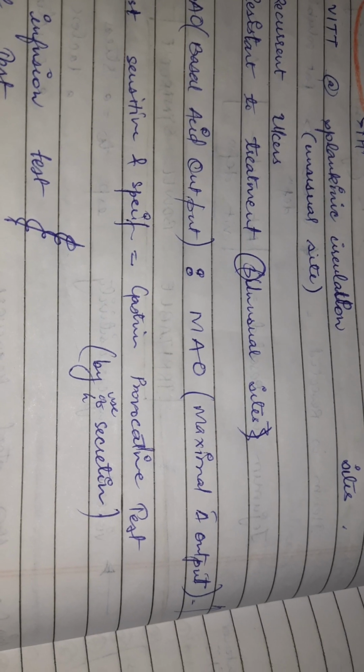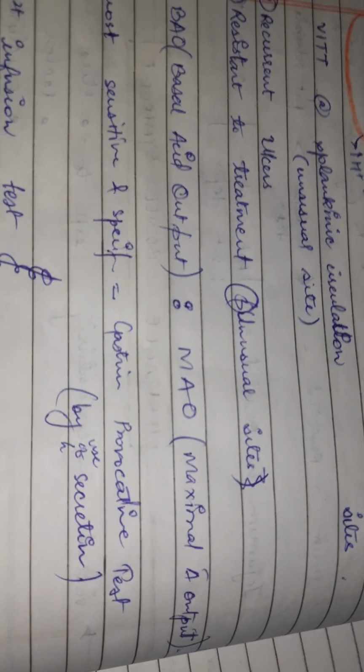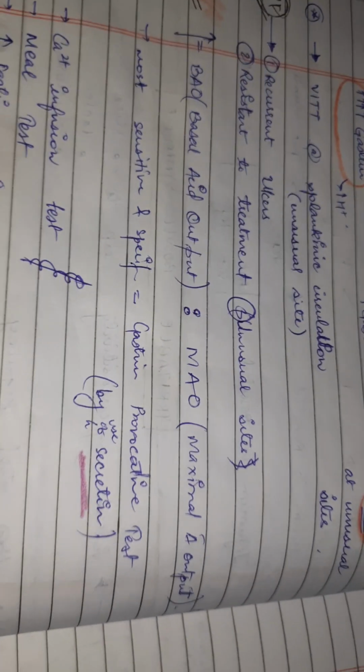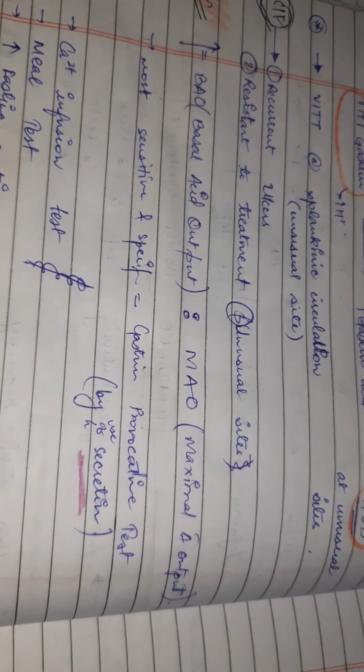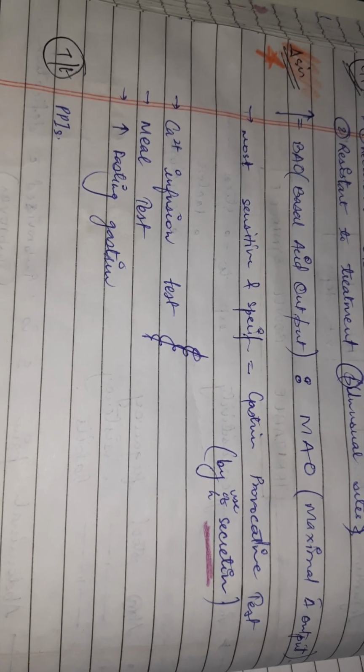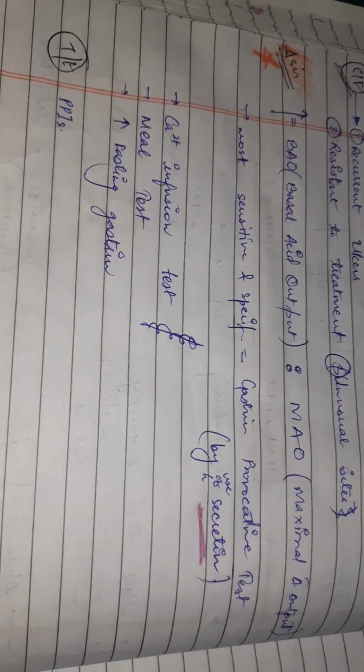Gastric provocative test by the use of secretin. By the use of secretin, we do the gastric provocative test in Zollinger-Ellison syndrome. Calcium infusion test we can also do. Meal test we can also do. Increased fasting gastrin we can also do. Treatment is PPIs.